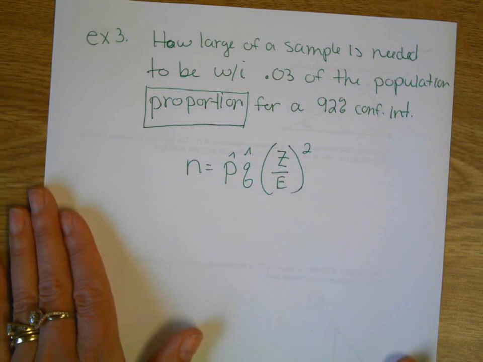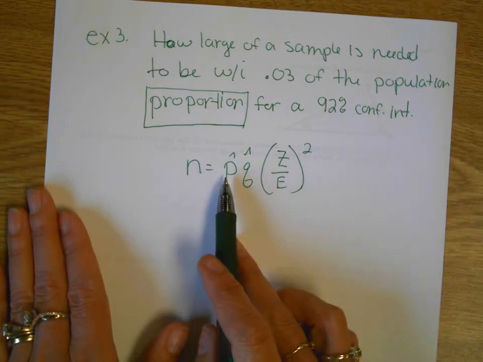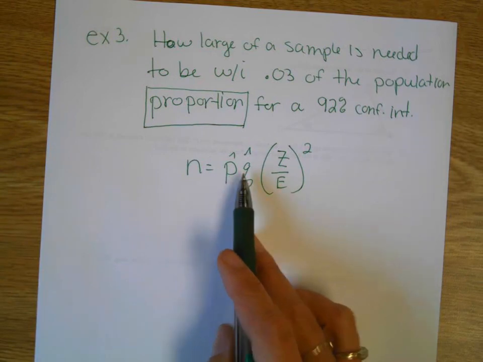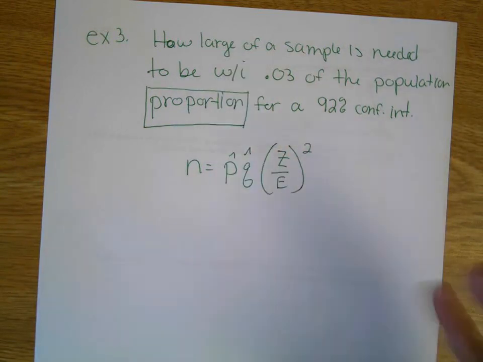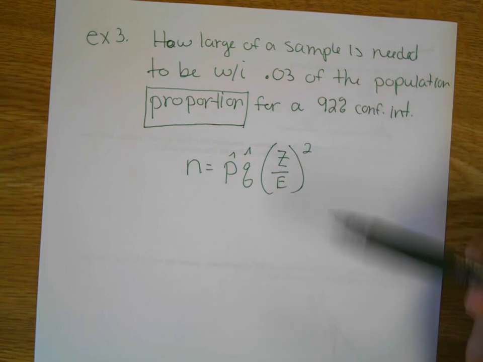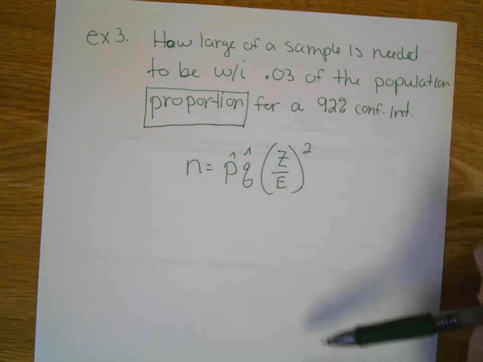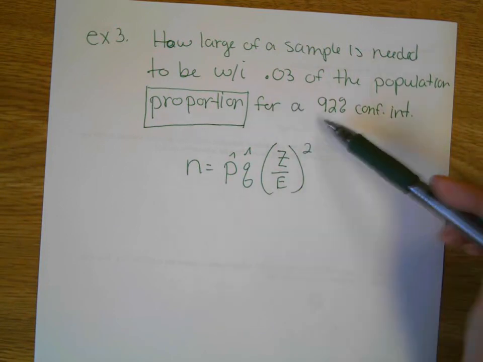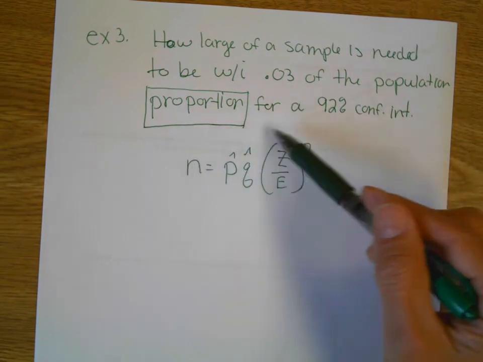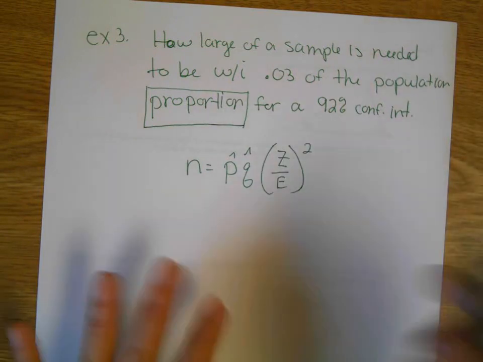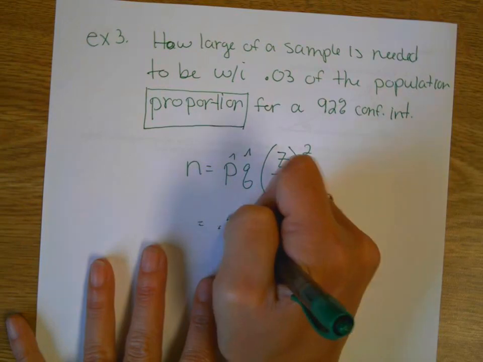What would we do without numbers? Okay, p hat and q hat. Did I give you p hat and q hat? Did I give you any sample information? I did not. Sometimes they do, sometimes they don't. If they don't, what do you use for p hat and q hat? 0.5 and 0.5. If I had given you data, knowing that the sample proportion is whatever, you use that. But if it's not given, you use the 0.5 for p hat and the 0.5 for q hat.